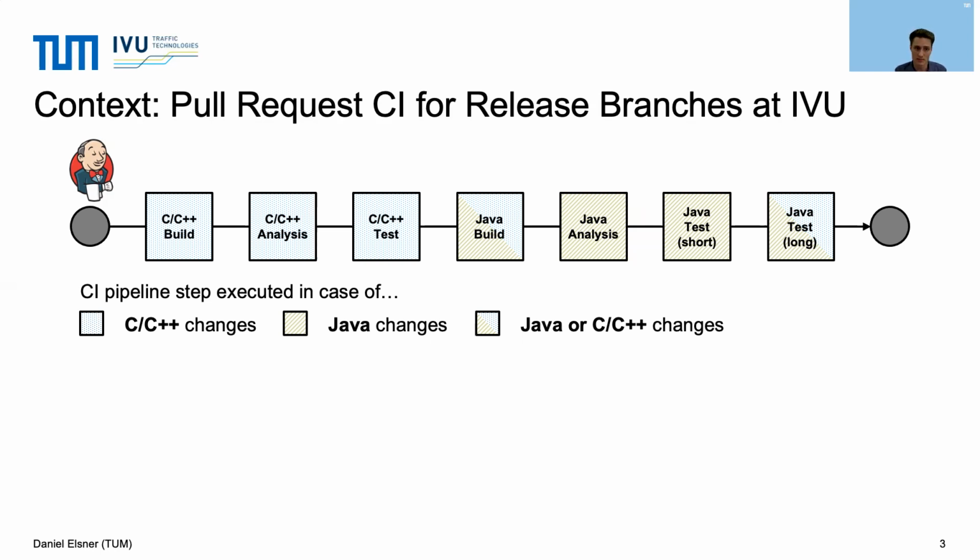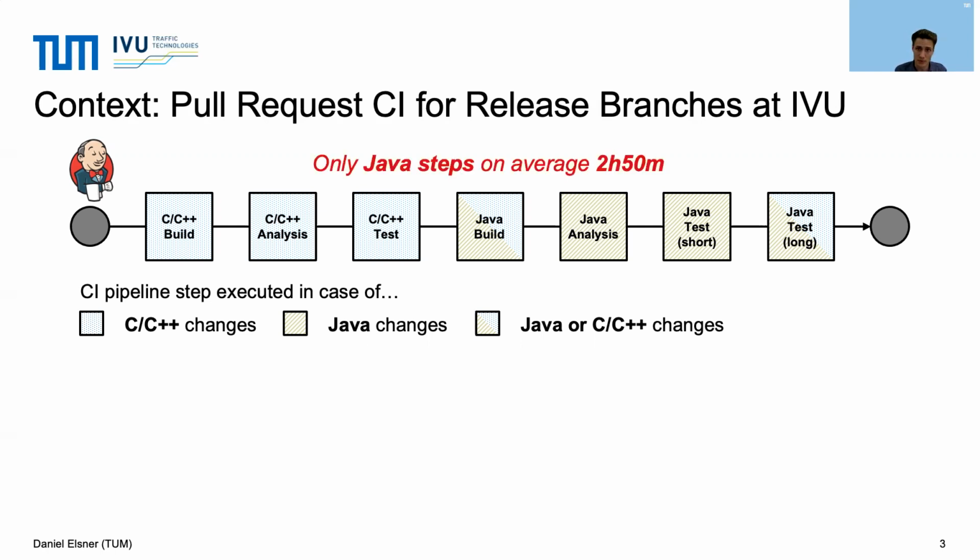Importantly, there are many Java tests that are so-called long-running Java tests, and they also use dynamically linked libraries built from the C++ sources using the Java native interface and these cross-language links. So in case we have a change to the C++ code base, we still need to build the Java sources and run all these long-running tests.